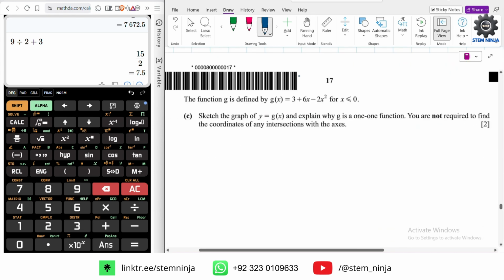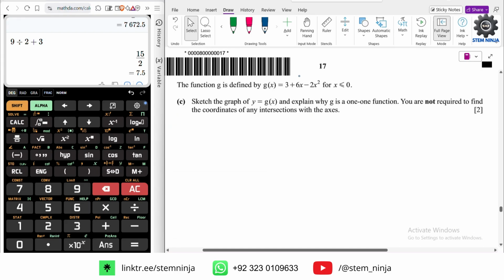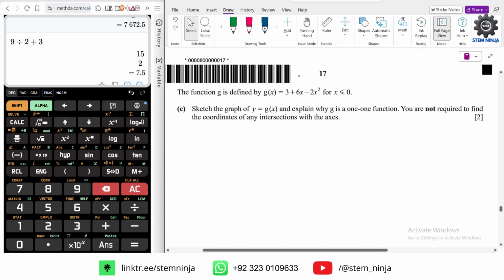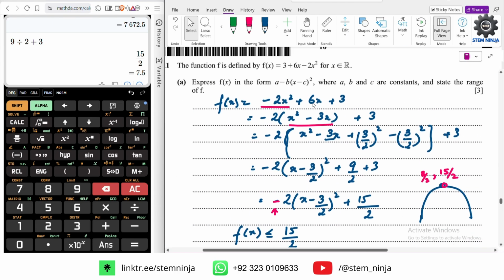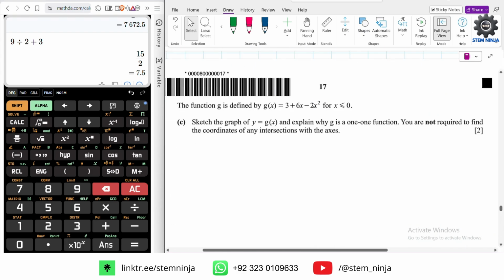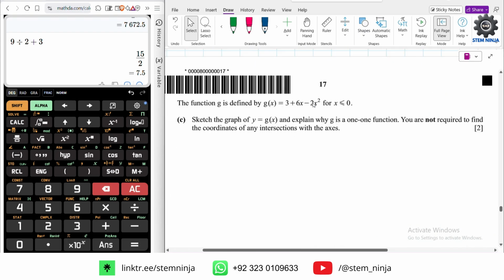Alright, okay. Function g is defined by g of x equals 3 plus 6x minus 2x squared, for x less than or equal to 0. Okay, same thing. Sketch the graph of y equals g of x. Explain why g is a one-one function. You are not required to find the coordinates of any intersections with the axes. Right, okay.